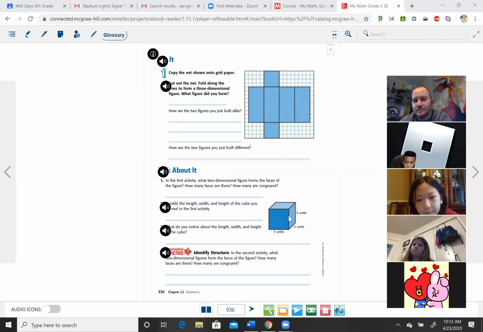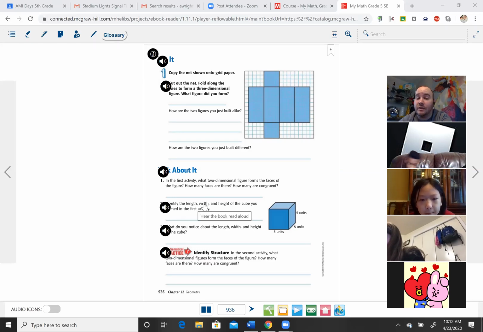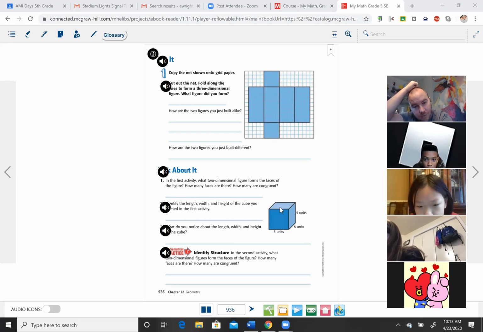Oh, it's not. So it says identify the length, the width, and the height of the cube. I hate this thing sometimes because, in my opinion, this is the first activity. Would you agree? However, what it's wanting is it's wanting to answer this one right here. So I messed that up by asking you the wrong one.